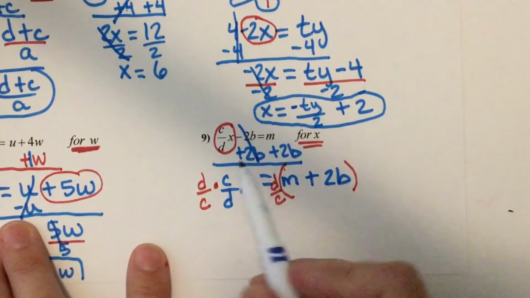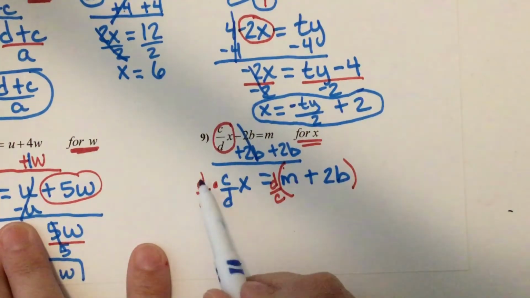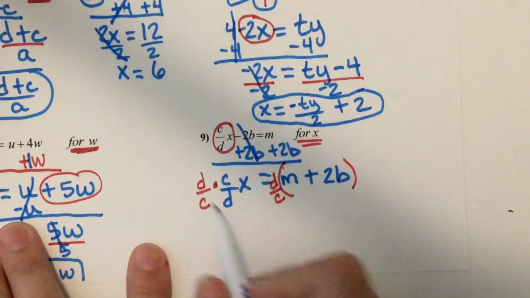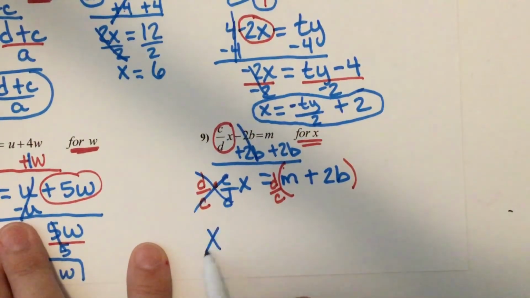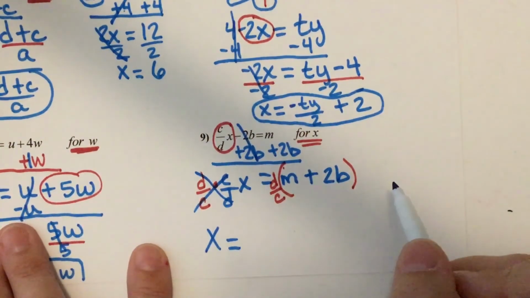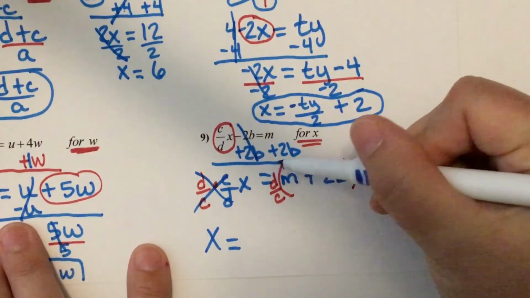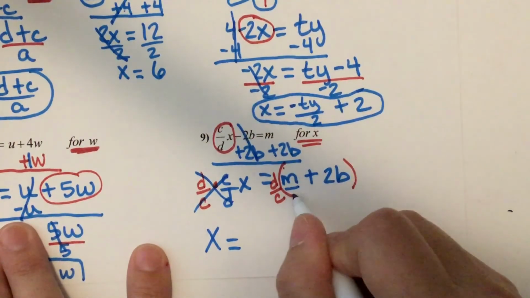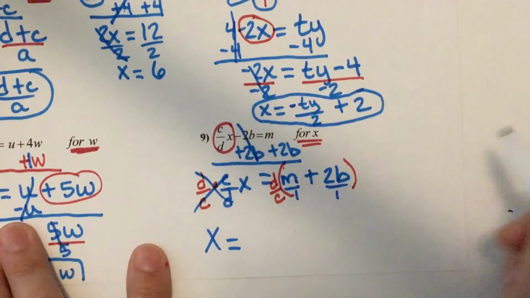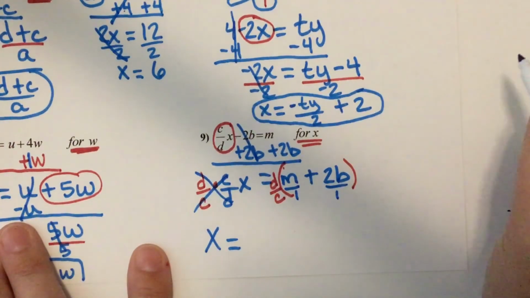Okay, so remember when you multiply fractions, if you have the same thing on the diagonal, they get to cancel out. So the d's, shoop, the c's, shoop, shoop, shoop. All you're left with is x. Okay, and then I'm going to distribute the d over c. So remember, this is understood to be over 1, and so is this guy. Everything is understood to be over a positive 1.